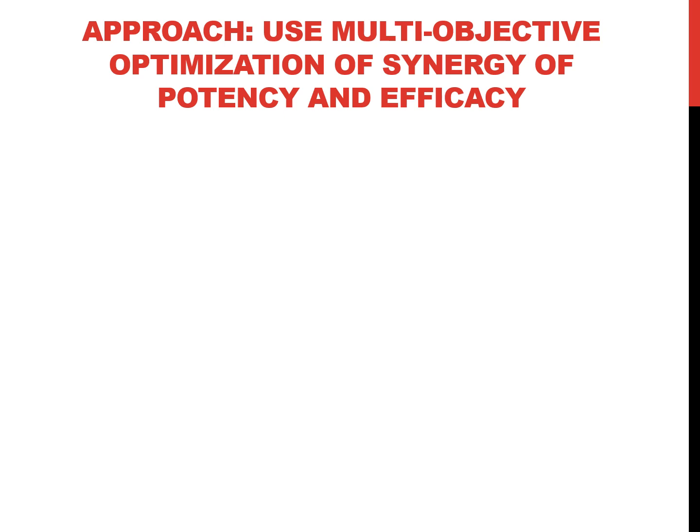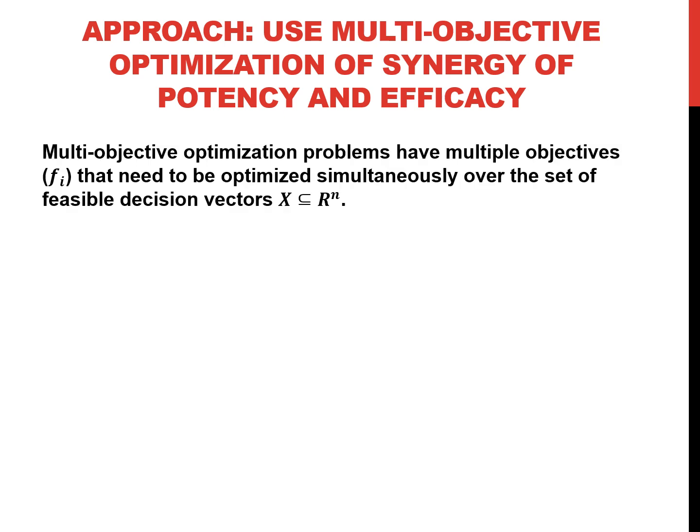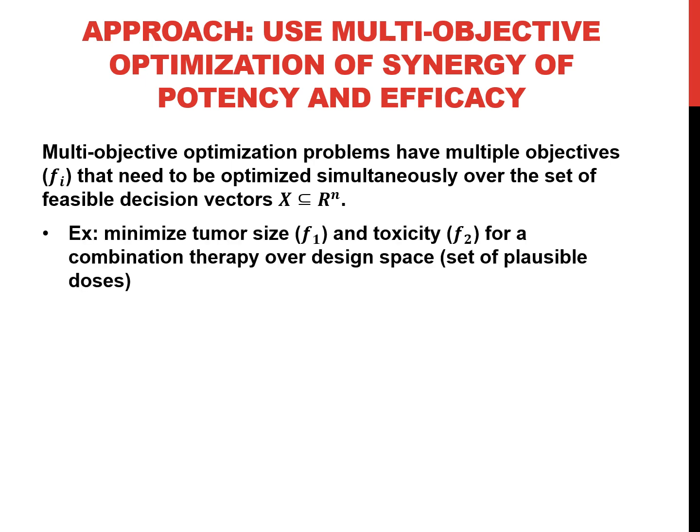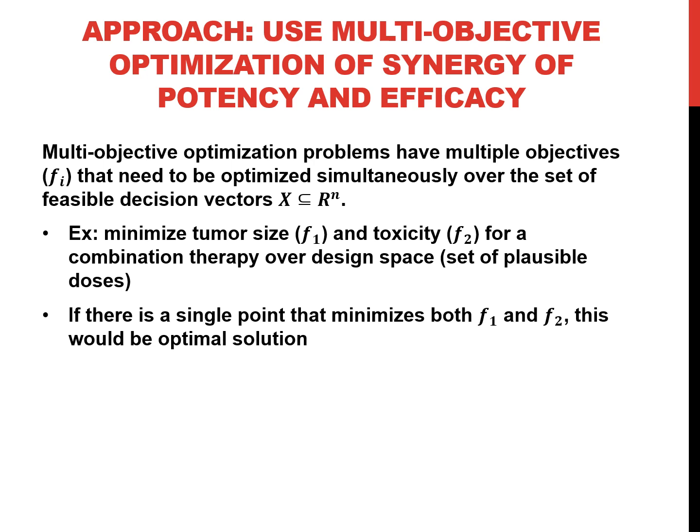Okay, this is going to be a little messy, but it's going to be quick and painless, I hope. So multi-objective optimization problems have multiple objectives that need to be optimized simultaneously over the set of some feasible decision vectors. For example, we want to minimize tumor size and toxicity for combination therapy over some set of plausible doses. We call that the design space. And if there's a single point that minimizes both of these, this would be the optimal solution.